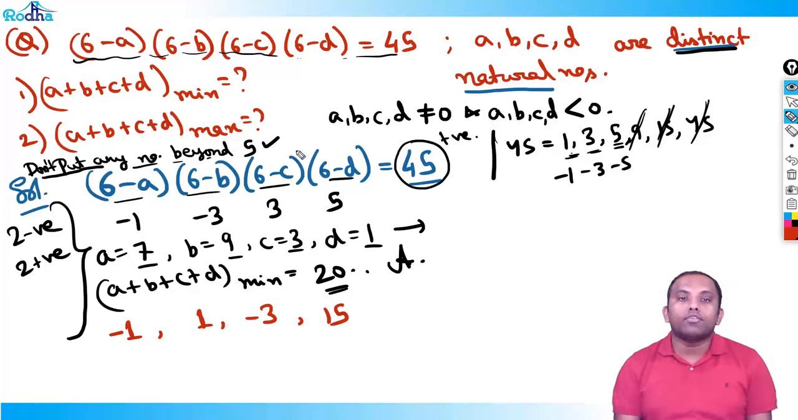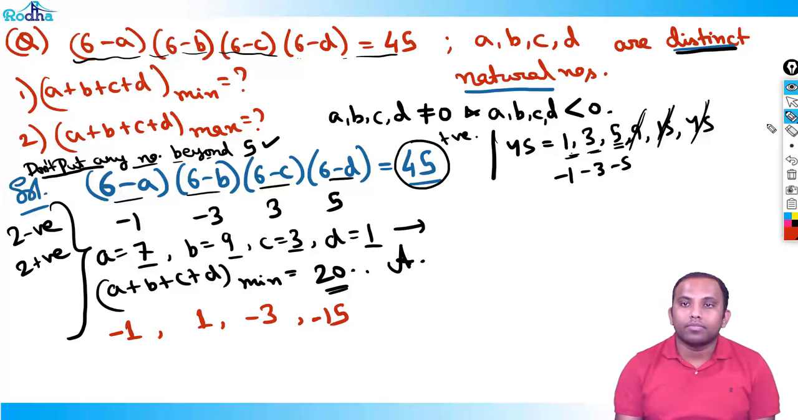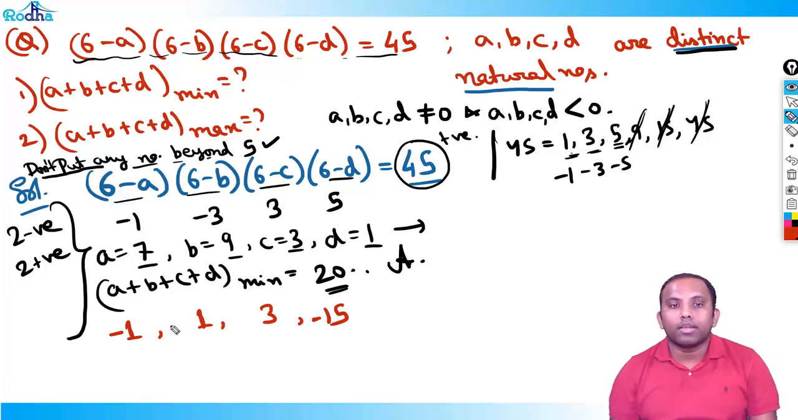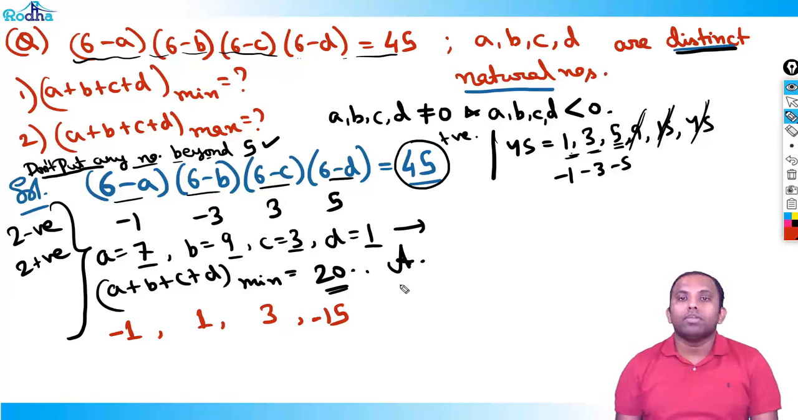But again, I don't have to put any number beyond 5. So I can't put 6 minus D as 15, right? That means for the farthest number, it can be -15. So if it is -15, then it has to be 3. This is some adjustment you need to make. This is like questions on CAT and XAT, purely an aptitude thing, right? So see, -1, 1, 3, and -15. This should give me the product as 45, and the numbers are as far as possible, so I've used 15 here.